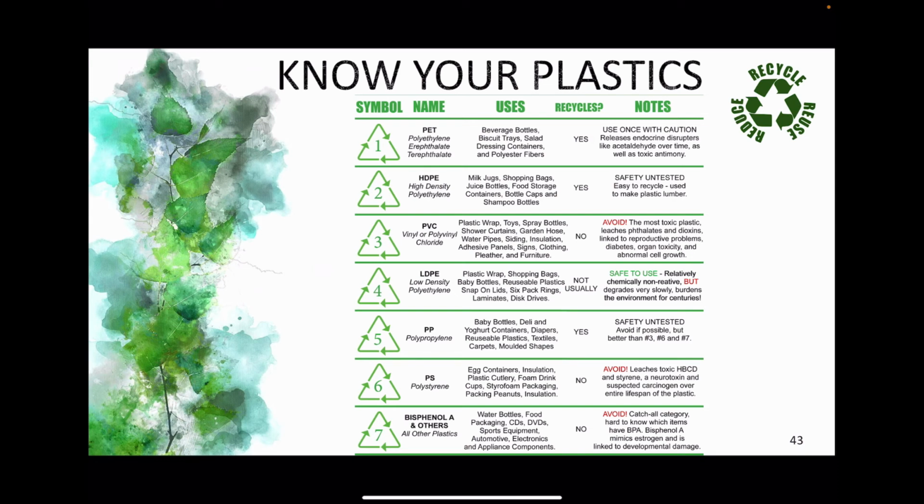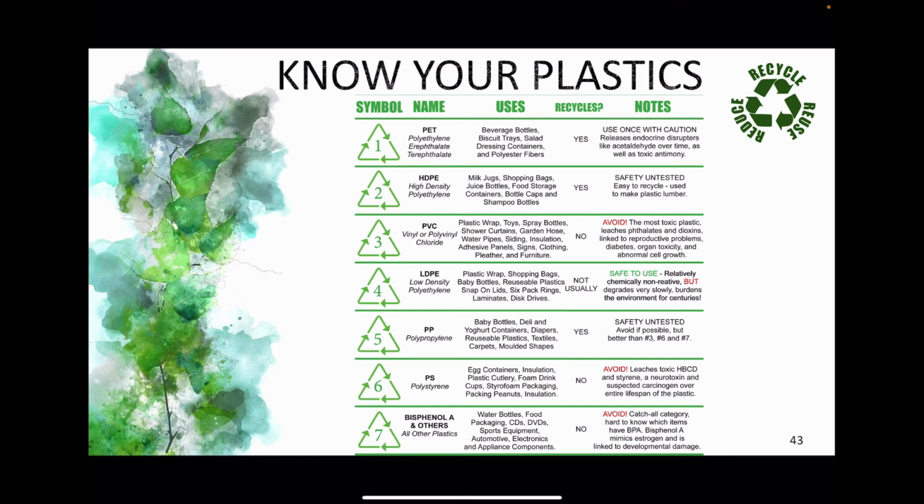However, this plastic is relatively safe to use because it is chemically non-reactive, but it degrades very slowly and burdens the environment for centuries. For the resin identification with number 5, it indicates polypropylene, PP. This plastic is used in the production of baby bottles, dairy and yogurt containers, diapers, reusable plastics, textiles, carpet, and molded shapes. This type of plastic can be recycled. This plastic is safety untested. However, avoid it if possible, but it is better than plastics number 3, 6, and 7.